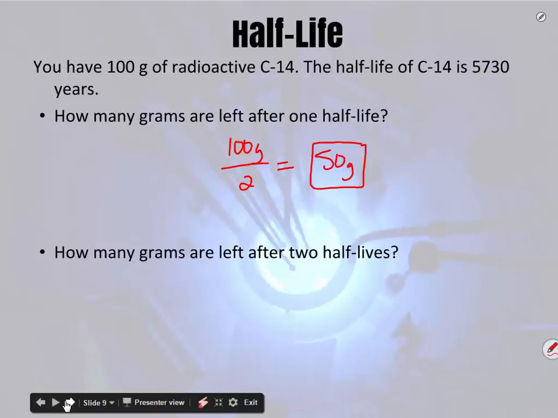Okay, so how many grams are left after 2 half-lives? We're going to take our 50 grams that remained after 1, and we're going to cut it in half again. And so we would have 25 grams of carbon-14 left after 2 half-lives.